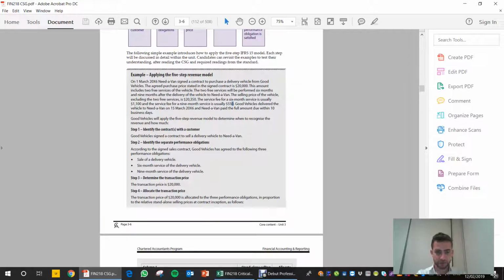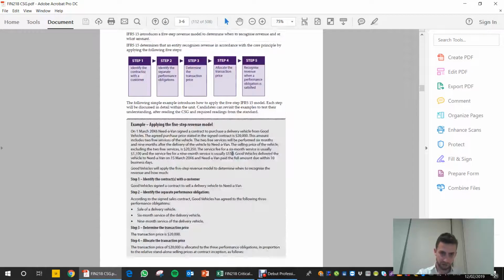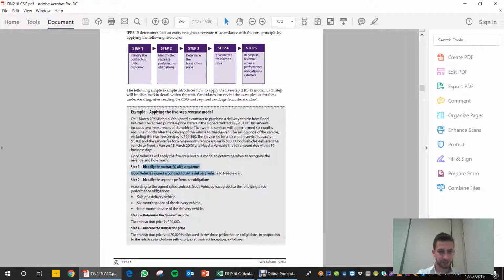Okay, so to split this out into the 5 different steps. Number 1, is there a contract? That's the easiest step. Yes, there is a contract, and the contract is to provide the delivery van. Step number 2 is how you're actually splitting out the performance obligations. You have to split out between actually providing a physical good, which is the vehicle, and also the services. And you actually have to go into more detail than that because you need to know the timing of when the service is provided. So you've got a 6-month service and a 9-month service, and obviously these have to be split out because we're going to be recognizing revenue at a different time for each. One at 6 months, one at 9 months.